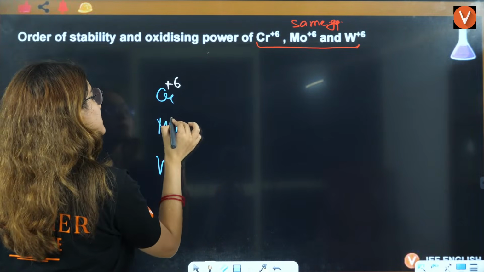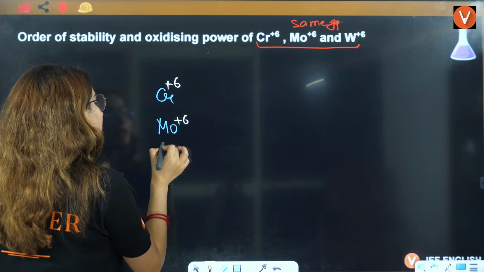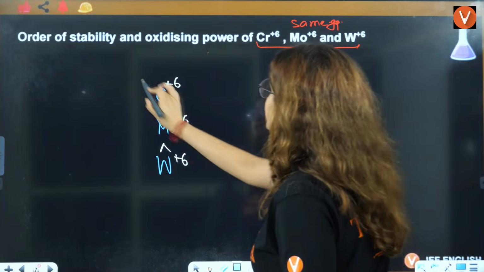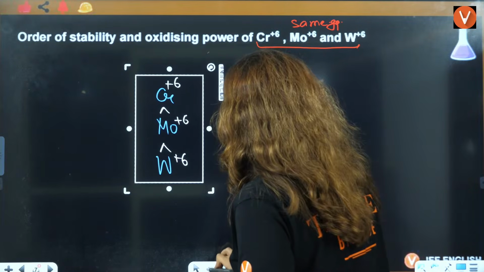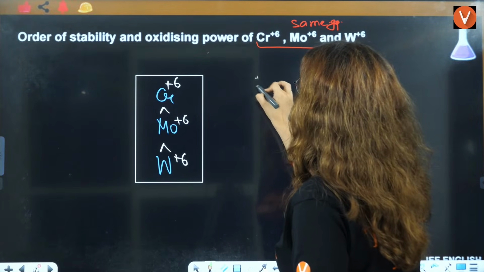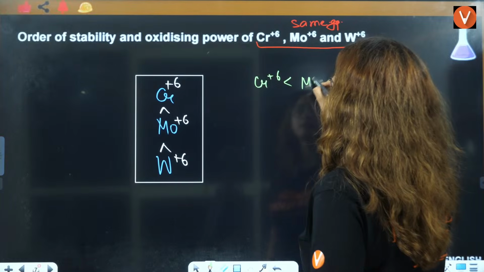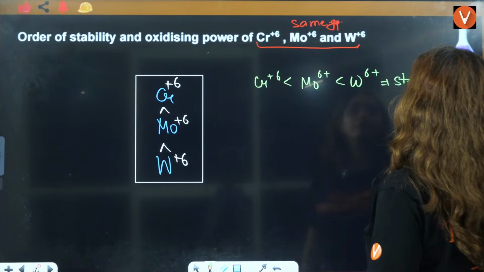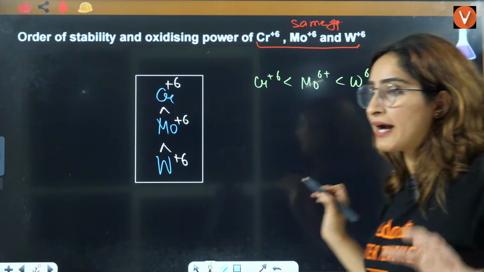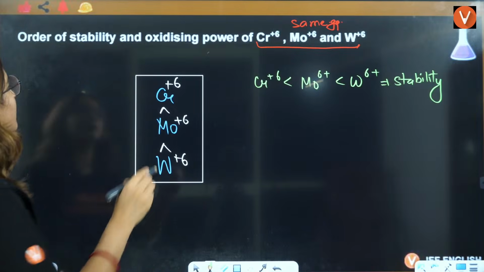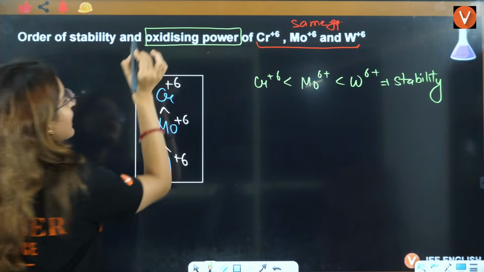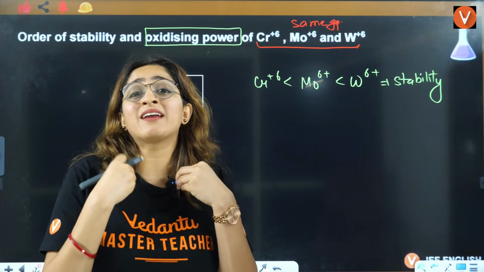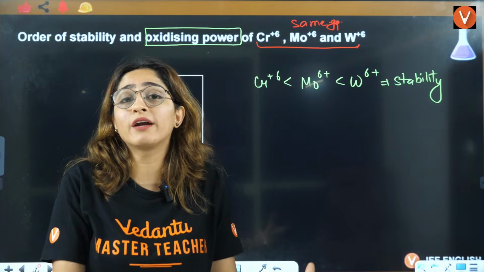That means if this is +6, this is +6, this is +6, then tungsten will have more stability of +6 oxidation state, right? Which can also be written like this: chromium, molybdenum, and tungsten. This is the stability order of these ions. Now, when I'm writing this stability order, another thing they're asking is oxidizing power, right? Now, tell me, what is oxidizing power?